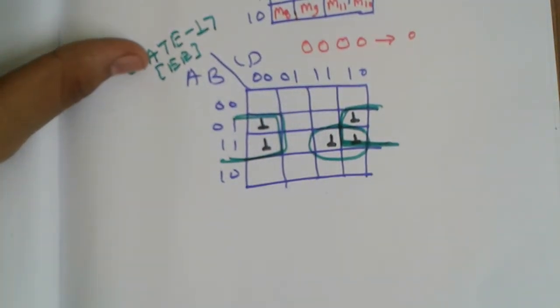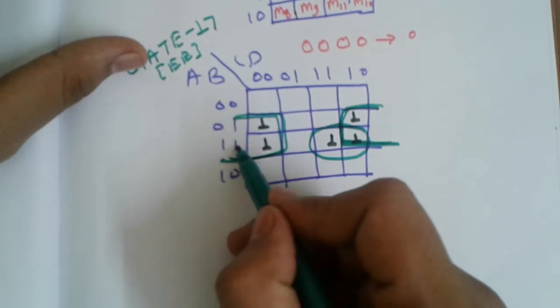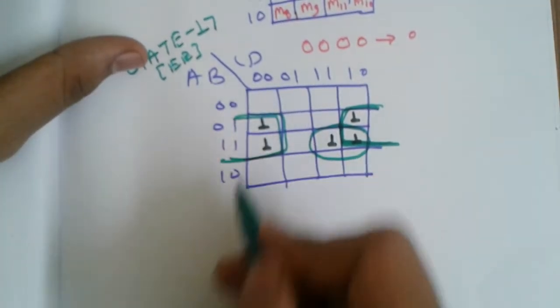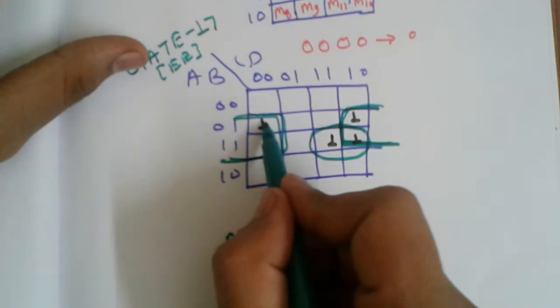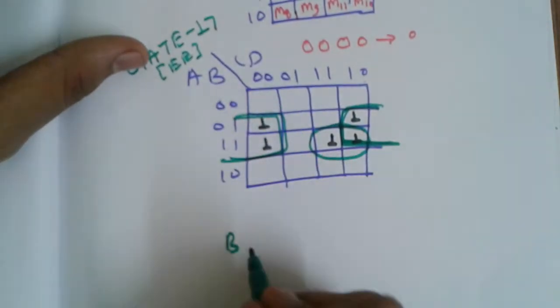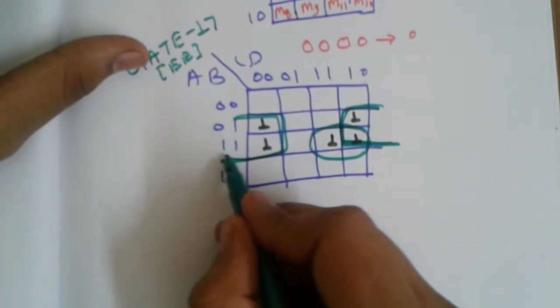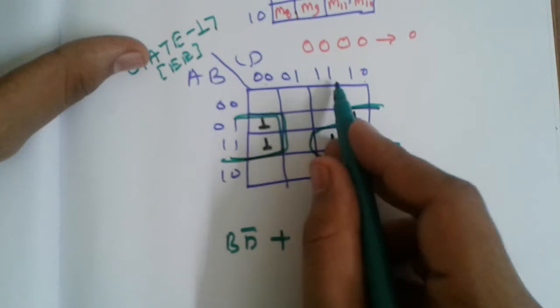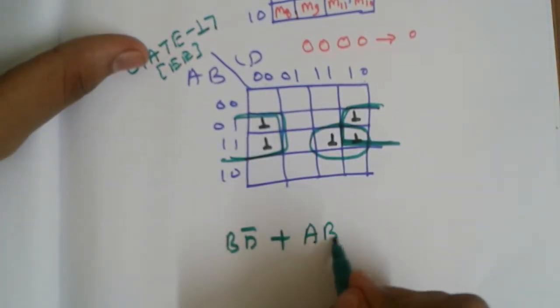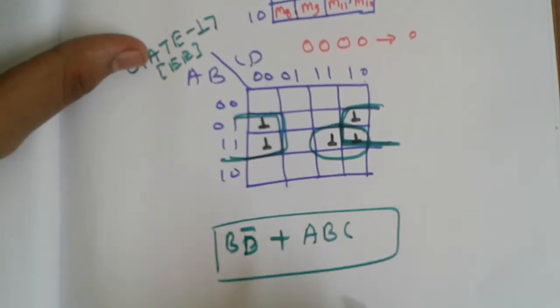So how will we write the equation? I have said that the variable which is not changing, we will consider that one. So here B into the variable which is not changing, 0, 0. 0 means D bar, so BD bar, plus for this one AB into C, ABC. So this will be the answer for this problem.